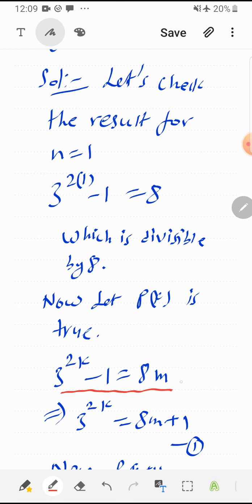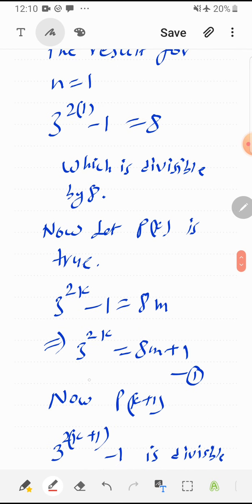This is a difference between these type of questions and series completion kind of questions. The second difference is that I try to make the heaviest term isolated. Here clearly 3 raised to the power 2k is the bigger term, so I'm trying to find its value in terms of the other. This is a very important step in order to make the question easier. So 3 raised to the power 2k is 8m plus 1. This is my equation number 1.